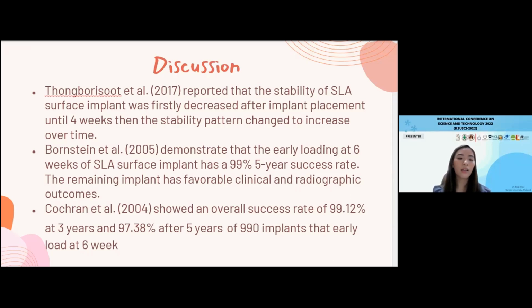Cochran et al. in 2004 showed an overall success rate of 99.12% at 3 years and 97.38% after 5 years of 1990 implants that were early loaded at 6 weeks. It can be stated that early loading at 6 weeks of SLA surface implants has very high implant survival and success rates after 5 years.